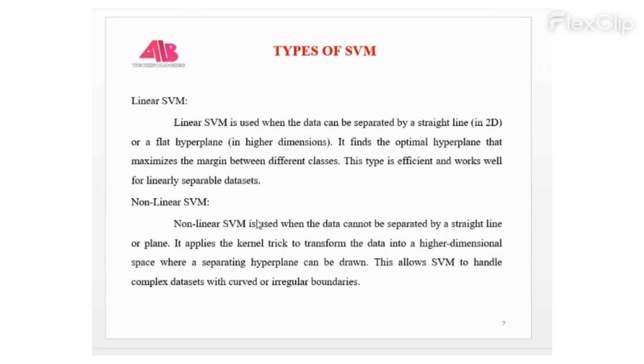The non-linear support vector machine is used when a straight line cannot separate the data because the data points are mixed in a curved or complex pattern. To solve this, support vector machine uses a smart trick called the kernel trick. It lifts the data into a higher dimensional space, and in the new space the data becomes easier to separate using a line. So this helps it learn curved or irregular boundaries for complicated data sets.